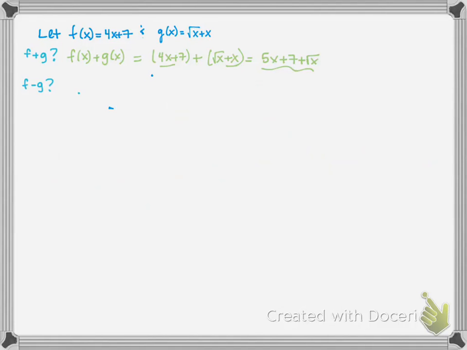Okay, my next one, we're subtracting. So it means the same thing as f of x minus g of x. So I'm going to take those two equations, 4x plus 7, and subtract square root of x plus x from it. Okay, this subtraction sign I need to distribute. So I get 4x plus 7 minus the square root of x minus x. So now when I combine like terms, I got 4x minus x, which gets me 3x. I just attached my 7 and I attached my negative square root of x.